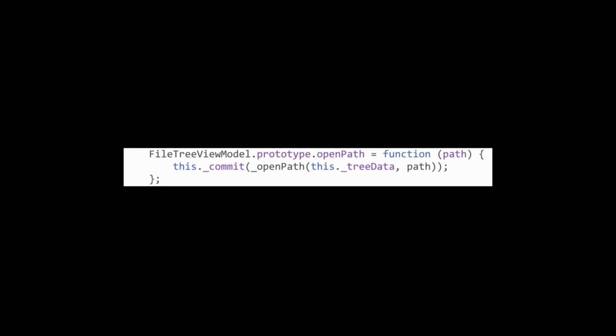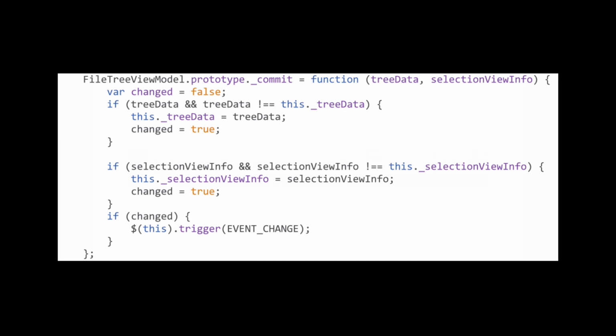So going back to the openPath method, we can see that it's called that. It gets the new tree data back, and then we pass that new tree data to commit. And the commit method looks like this. First, it checks to see if the data has actually changed, and if it has, it's going to set that tree data on the file tree view model. So this is the point at which we are actually saying the state of the world has changed. And file tree view model, this object, is where we're keeping that state of the world.